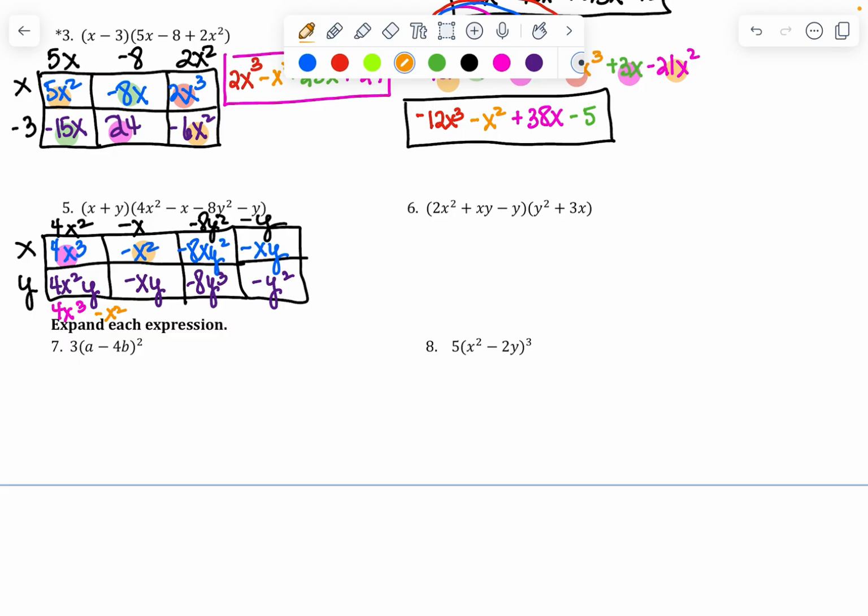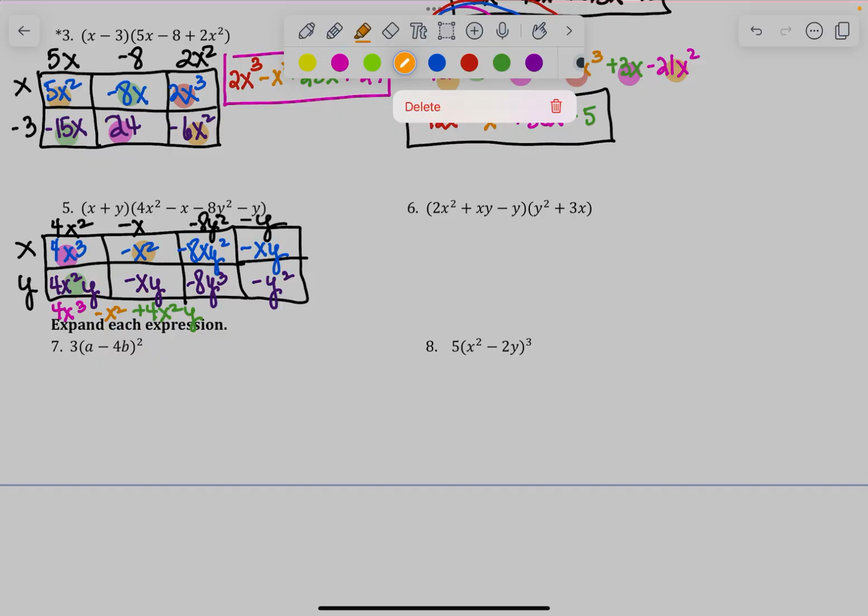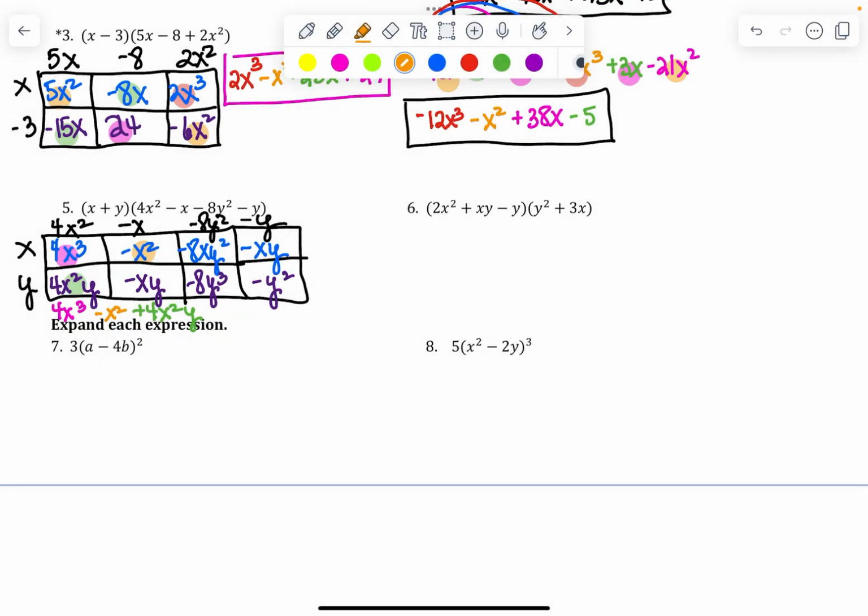And then we're going to do a 4x squared y right here, because we're going to keep the x squareds together. And we'll have a positive 4x squared y. And then we will try to do anything with just a plain xy. So, there's two of these. So you would have a negative 1xy, negative 1xy is a negative 2xy.